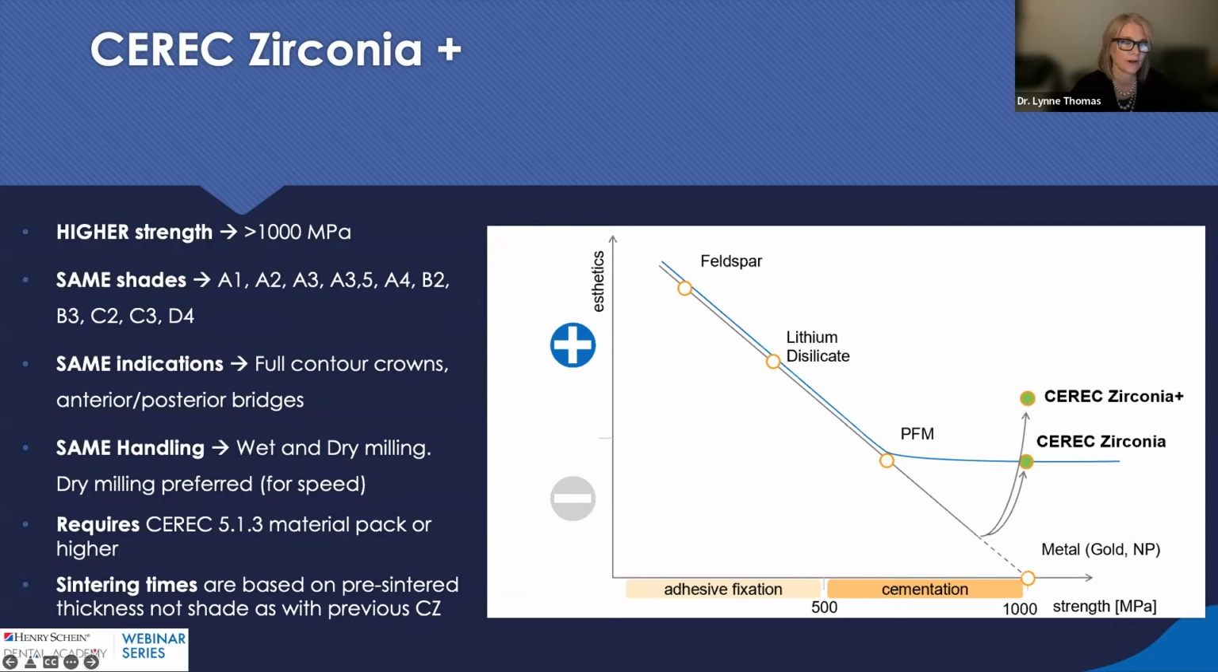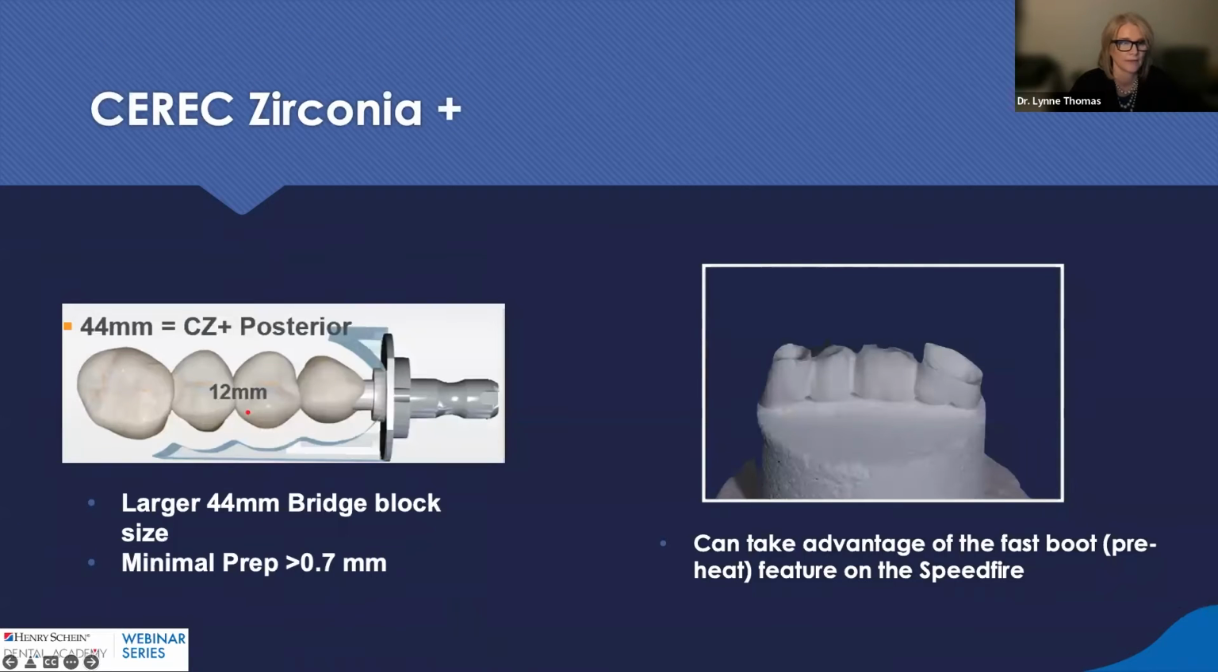The CEREC 5.1.3 material pack is necessary, and sintering times are going to be based off of pre-sintered thickness, not shade, as the previous block was. So this is the new block. It's 44 millimeters long. And as you can see on the right photo, it fits right on that little Speedfire ceramic plate. So it's perfect for a 4-unit bridge.